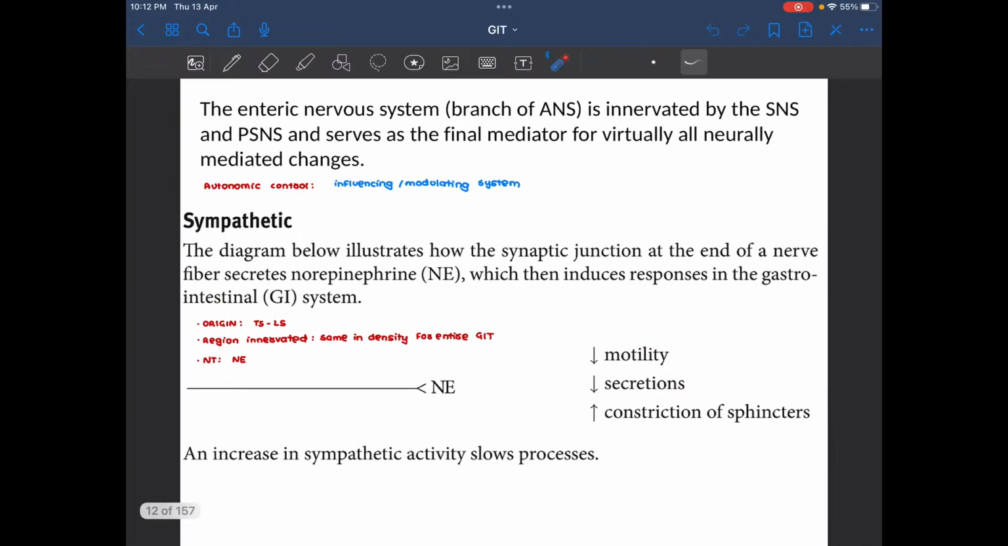I'll tell you shortly. As we know, the enteric nervous system can be controlled by the sympathetic nervous system as well as your parasympathetic nervous system. But just remember the autonomic control is only an influencing or modulating system, otherwise the enteric nervous system is dependent on its own. So what about the sympathetic nervous system that we have?